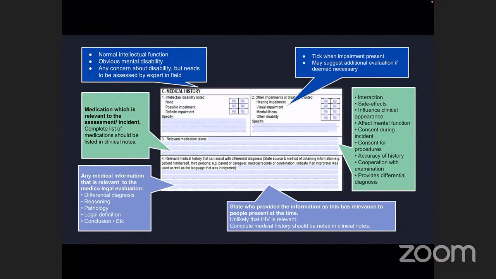The second part is if there's any objective impairment, such as hearing or visual impairment, that should also be noted, and also there's further investigation by yourself if necessary, or referred for further investigation.